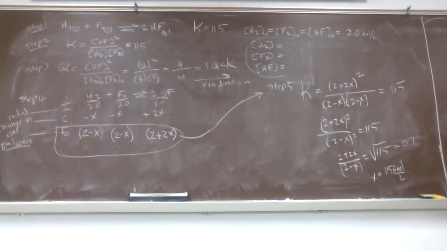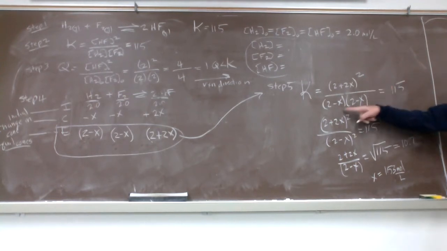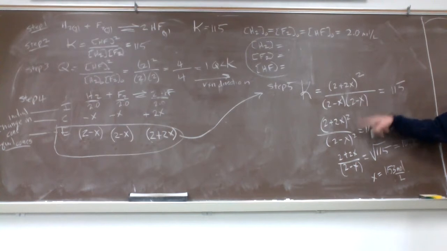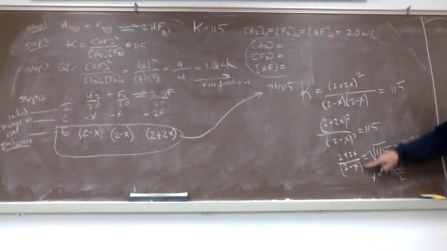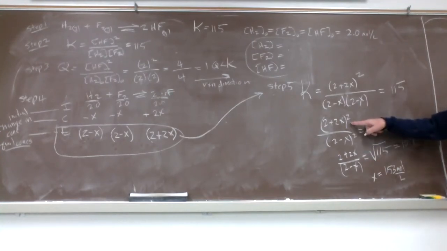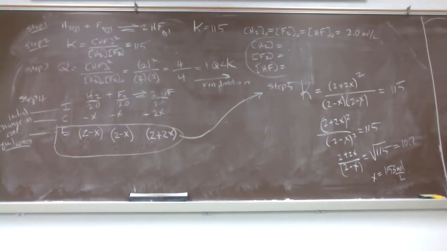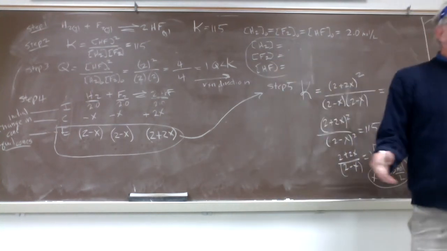It's good to ask questions like that. You're probably not the only one who was wondering, wait, where did that go? Or where did that come from? We just took 2 plus 2x squared over 2 minus x squared. Take the square root of both sides. That means take the square root of this, square root of that, square root of that, and now solve for x. And get 1.53.